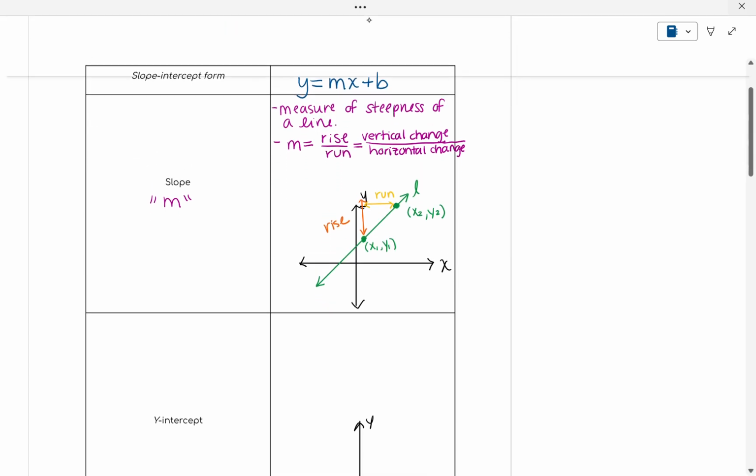All right, so with that being said, if we want to create a formula for finding the slope when we're given 2 points, we could say that it is equal to the vertical change, which is y2 minus y1, over the horizontal change, which is x2 minus x1.